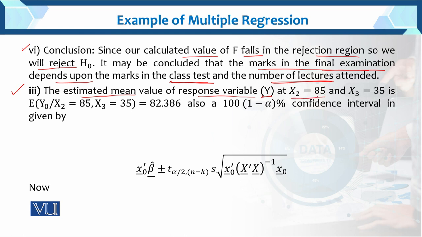अगर क्लास टेस्ट के मार्क्स 85 हों और हमने 35 लेक्चर्स अटेंड किए हों क्लास में, तो फिर हम प्रिडिक्ट करते हैं हमारे फाइनल एग्जामिनेशन के मार्क्स क्या आएंगे. नाउ दिस इज द फॉर्मूला, एक्सपेक्टेड वैल्यू y नॉट, हम इसको प्रिडिक्ट कर रहे हैं गिवन दैट x2 व्हिच इज इक्वल टू 85 एंड x3 35.